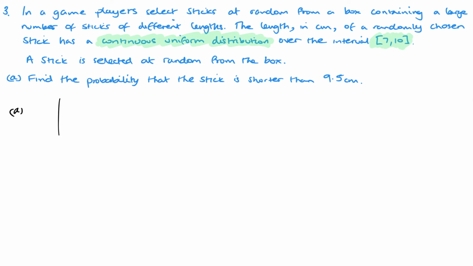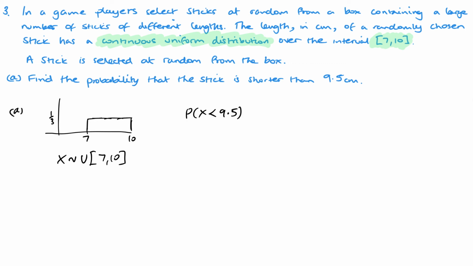So again, as always, I do like to draw a little diagram. We've got between 7 and 10. So that is going to have a length of 3, so a height of 1/3. We want the probability, let's actually write it down as well. Our distribution x is uniform, and it is between 7 and 10. So the probability that x is less than 9.5.